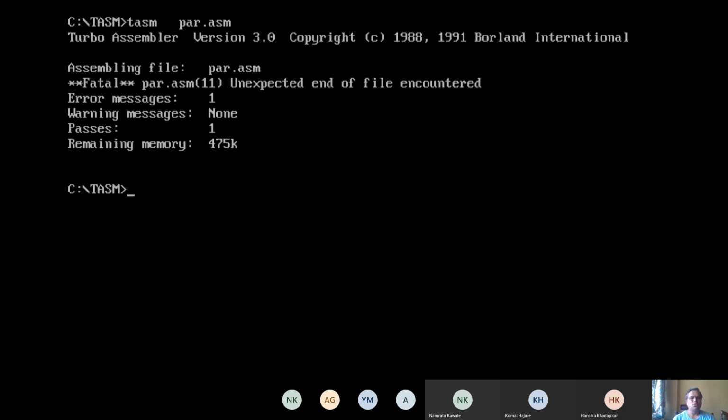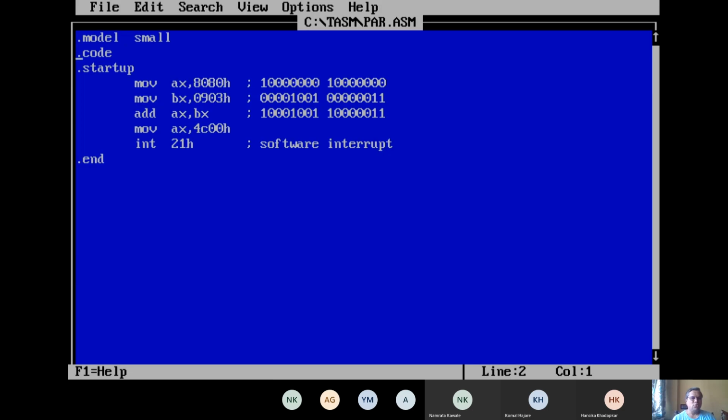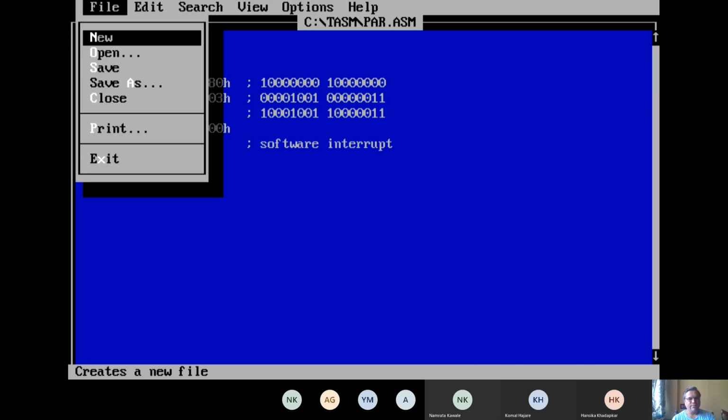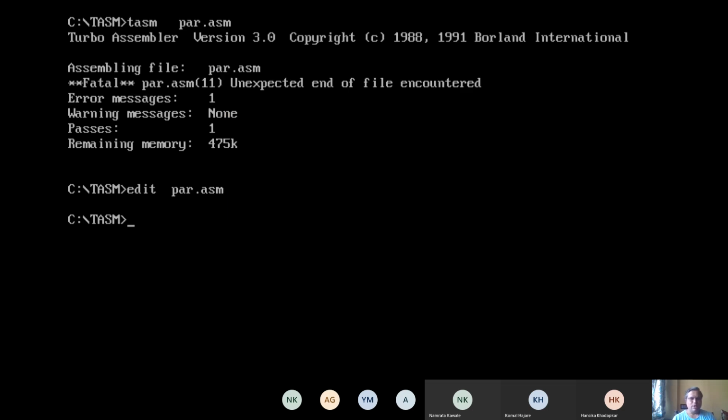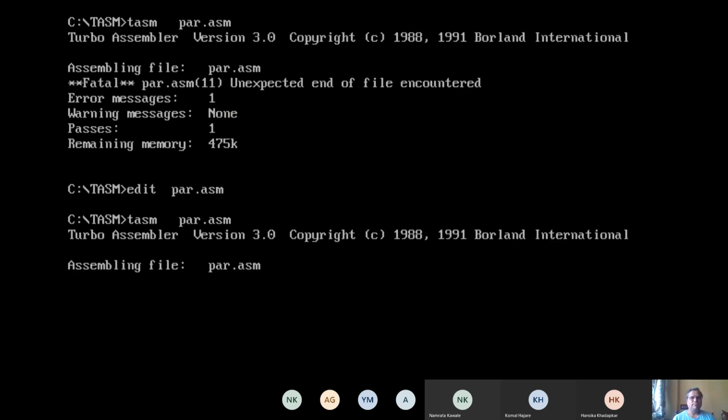You have to write TASM, name of the program, let's say PAR, extension should be .asm. So I will run the program .end. No, it should be only end. So I have made a mistake, so I have to again edit my program. Edit. I will write par.asm, and then it should not be .end. It should be only end. So I will save it again. I will exit, and then again I will assemble.